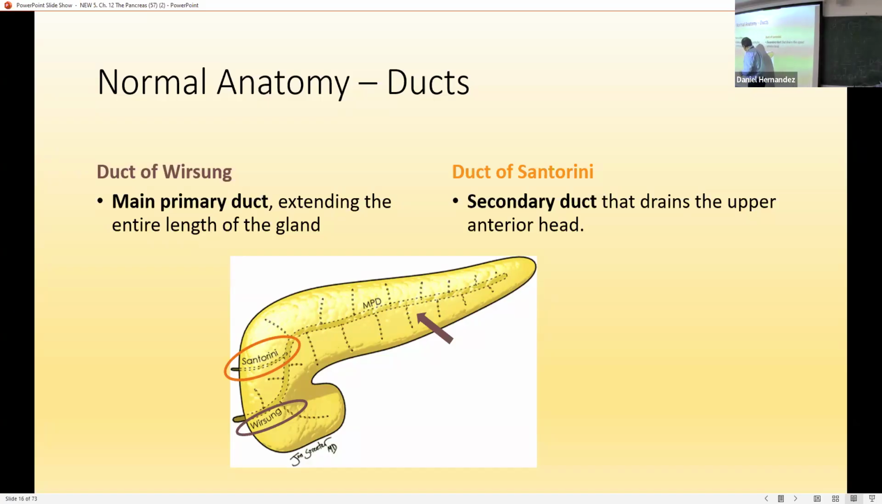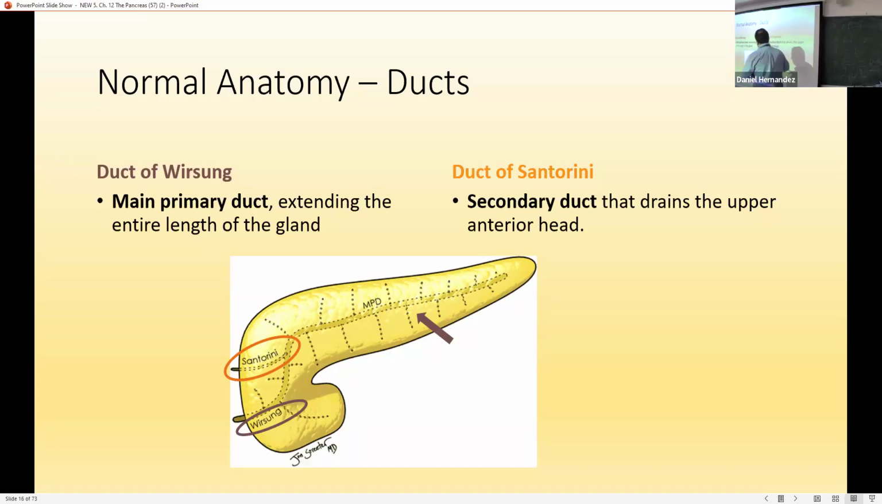and runs kind of superior to inferior, and takes another loop and heads towards the ampulla of Vater, where it eventually connects with the common bile duct. The second duct is the smaller duct that only drains the upper anterior head of the pancreas. This is the duct of Santorini.